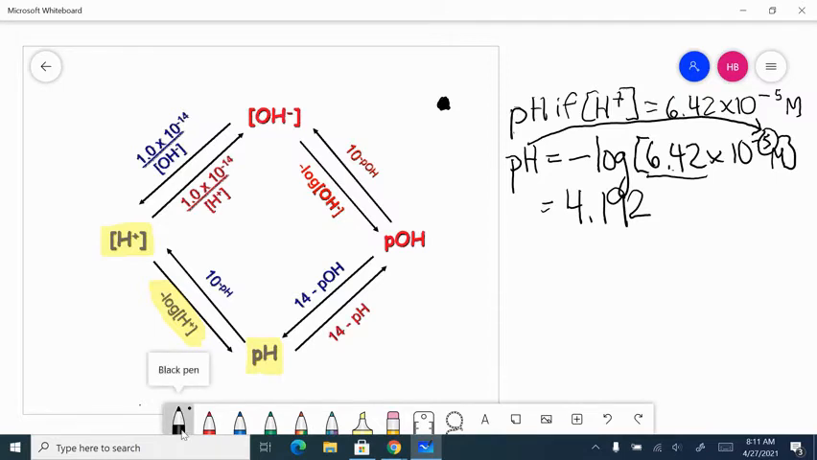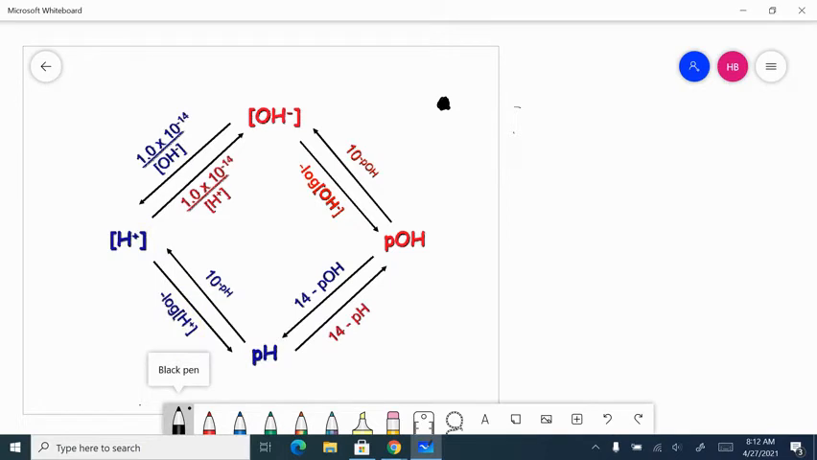Let's do another problem. My next problem states, what is the concentration of OH minus if the concentration of H plus equals 9.36 times 10 to the minus 11?